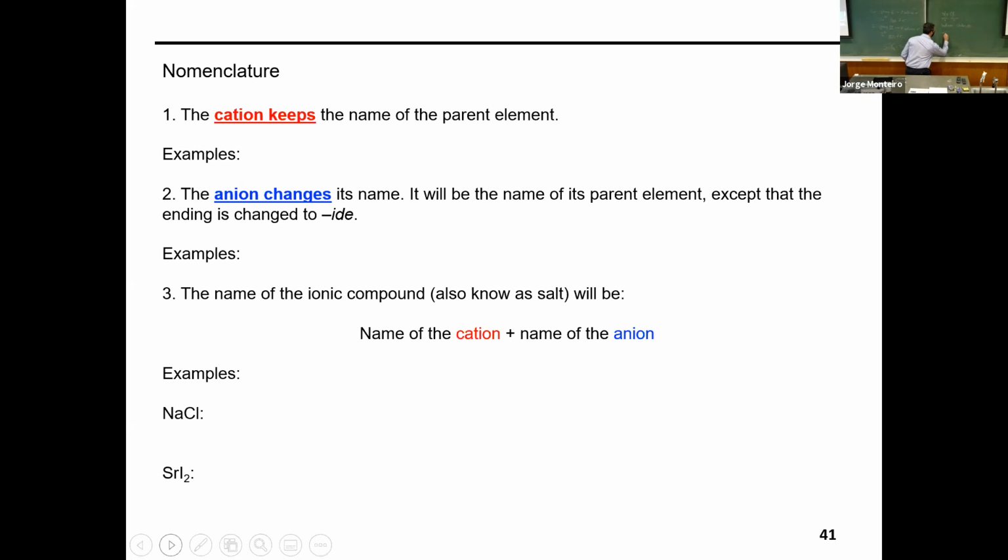Second example, SrI2. That was the one that we just tackled there. The name for this compound, because it's an ionic compound, we start with the cation, strontium. Leave here a gap, and we are going to write the name of the anion. Okay, so it comes from iodine. We are going to replace the ending with IDE. Therefore, strontium iodide.